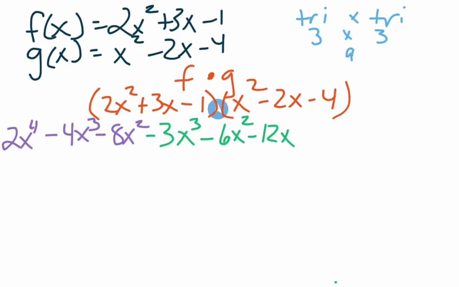And now we'll do our last distribution, which in this case is going to be a negative 1. We're going to multiply a negative 1 through. So negative 1 times x squared, negative 1 times negative 2x, and negative 1 times negative 4. Negative 1 times x squared is negative x squared. Negative 1 times negative 2x is positive 2x. And negative 1 times negative 4 is positive 4.